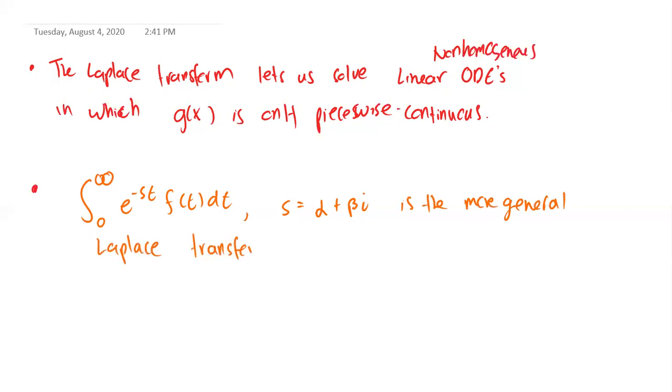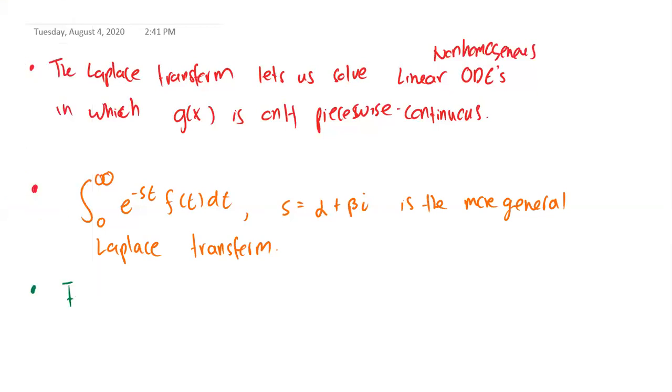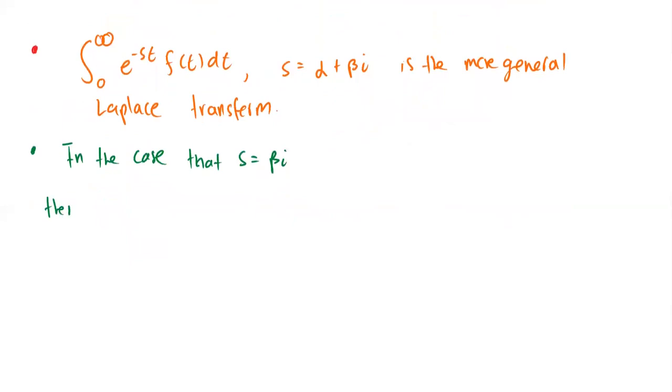Now, in the case that s is just beta times i, let me write something about that. In the case that s equals beta times i, what we get is something called a Fourier transform. And we usually take it from negative infinity to infinity. So this integral of e to the negative beta i t, f of t dt is called the Fourier transform of f, which again, you'll see in more advanced classes.